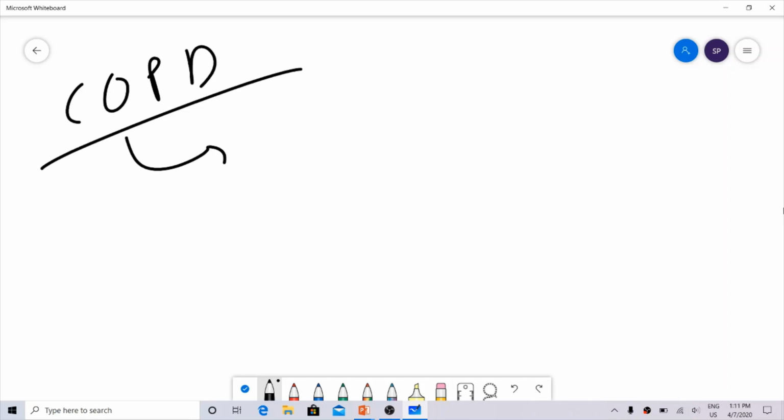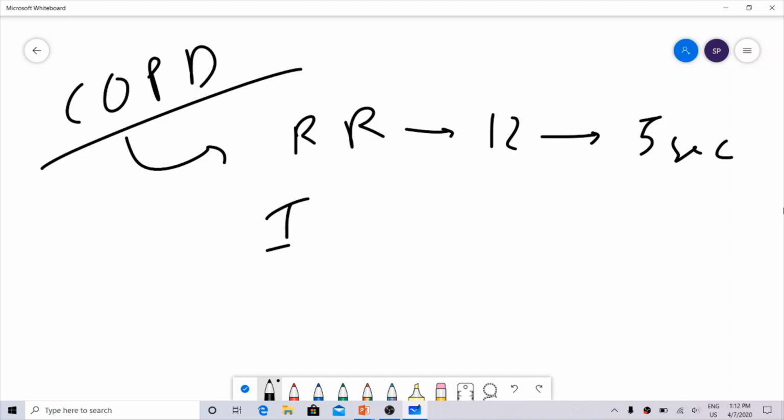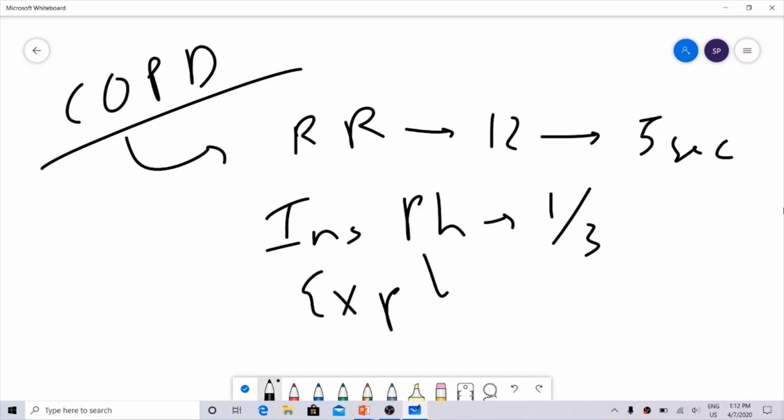Now, after we have discussed the auto PEEP concept, there is one more thing. The problem in COPD is exhalation. So what exactly happens in this patient? The exhalation time increases a lot. Let's consider a normal respiratory rate of 12. Then we have a respiratory cycle of 5 seconds, because 60 divided by 12 is 5. The inspiratory phase is around 1/3, and the expiratory phase is 2/3. So this is the 2/3 part. This is in a normal patient.